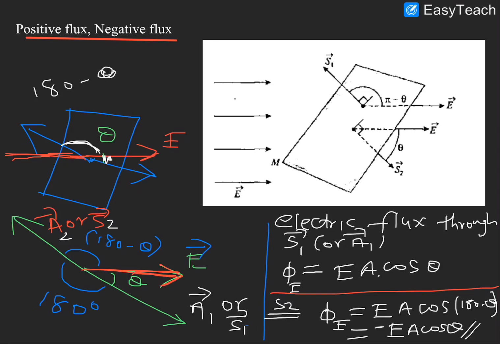You can easily prove it by using some simple mathematical steps. Use the equation of flux, substitute the value of theta. In one case you will get E A cos theta, in another case you will get minus E A cos theta, which gives you that there are two different types of fluxes. One is positive flux, another is negative flux. So in general we will consider that when electric field lines are leaving a surface, it is taken to be positive flux, and when electric field lines are entering a surface, it is taken to be negative flux.